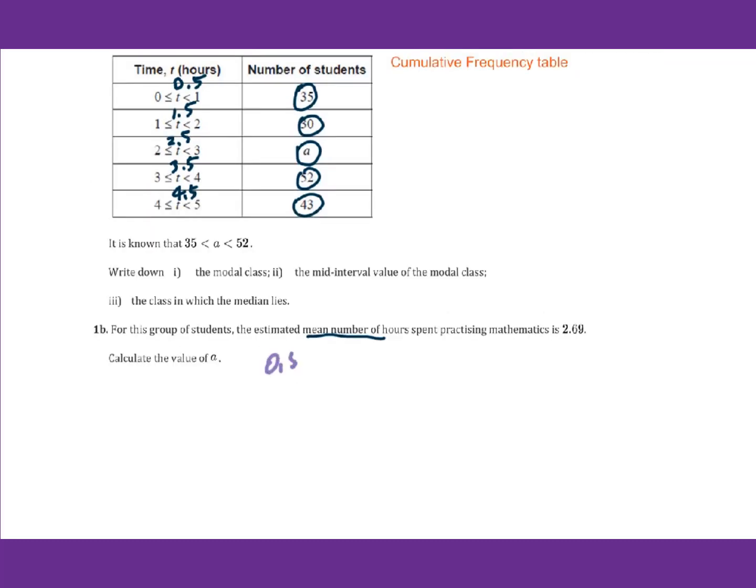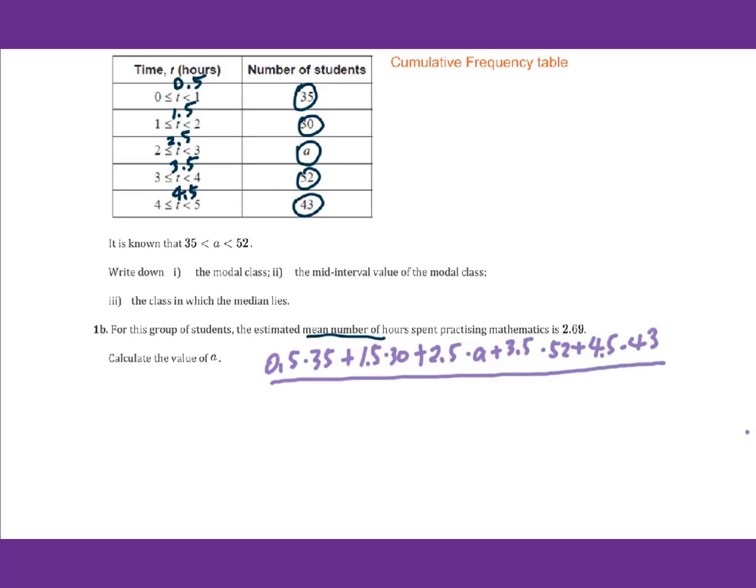Let's set up this equation. So we will get 0.5 times 35 plus 1.5 times 30 plus 2.5 times A plus 3.5 times 52 plus 4.5 times 43, over, we need to add all this together, 35 plus 30 plus A plus 52 plus 43, equals 2.69.